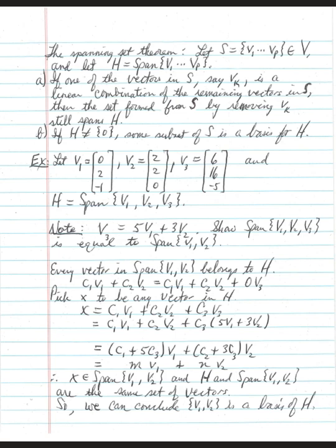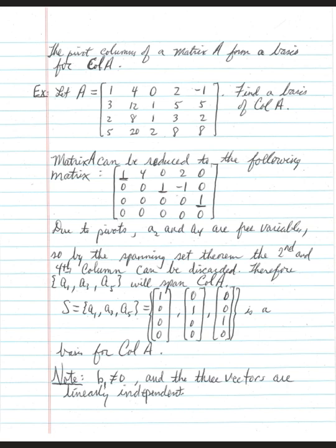It's a linear combination, and H and the span of V1, V2 are the same set of vectors. Basically, you just remove the one that's repetitive. Or maybe I shouldn't say repetitive, maybe just say remove any vectors that can be written as linear combinations of the others. There we go. So those first two vectors are a basis of H. The pivot columns of a matrix A form a basis for Col A.